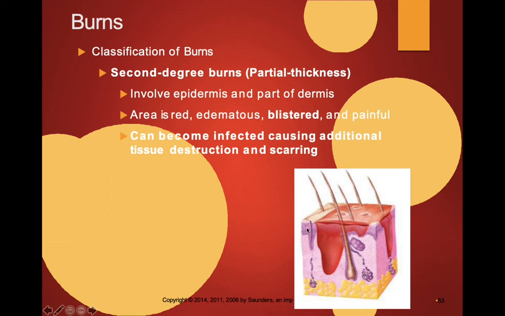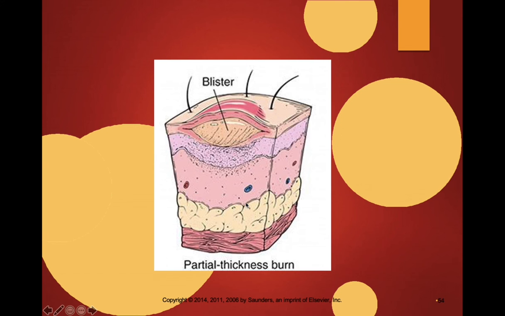Your second degree burn is considered a partial thickness. Now it goes through the epidermis into the deeper layer, into the dermis. This gets red, it gets edematous. You do have edema in that area because you do have blood vessels in the dermis. You don't have blood vessels in the epidermis, but you do have capillaries and blood vessels in the dermis. This blisters and becomes painful. It can also become infected, causing additional tissue destruction and scarring. So second degree burns are very painful. You can see a little blister that's forming here.